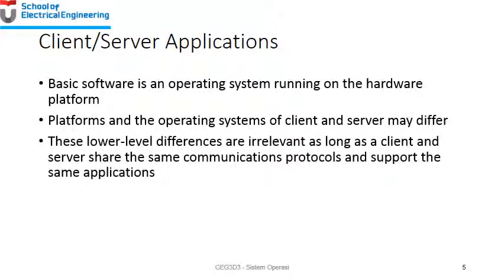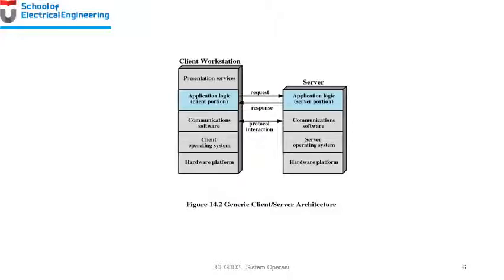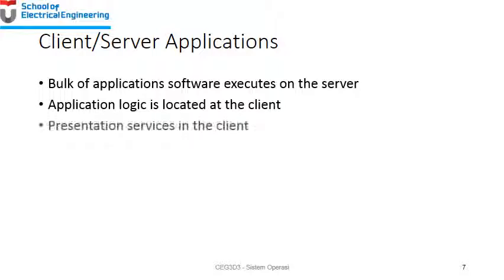Client or server application. Basic software is an operating system running on the hardware platforms, and the operating systems of the client. This is the picture of generic client or server architecture. Client or server application.